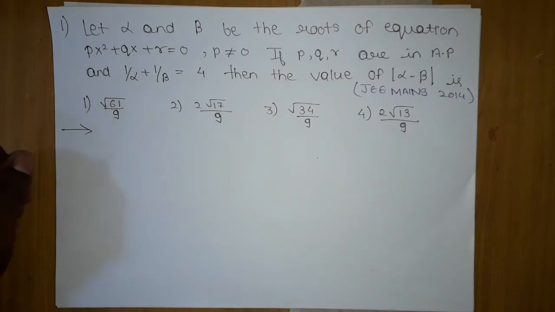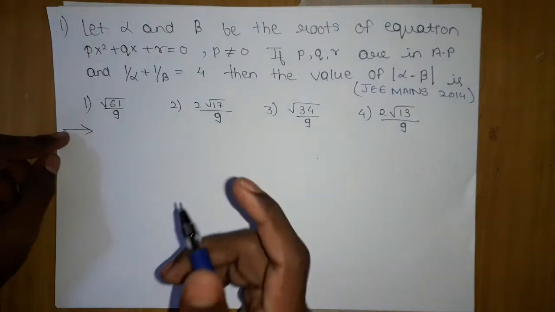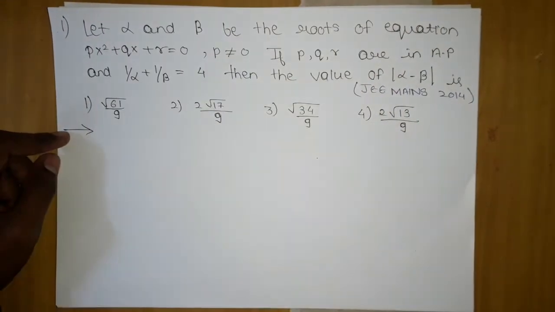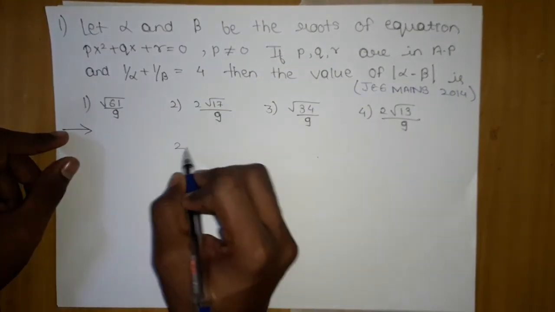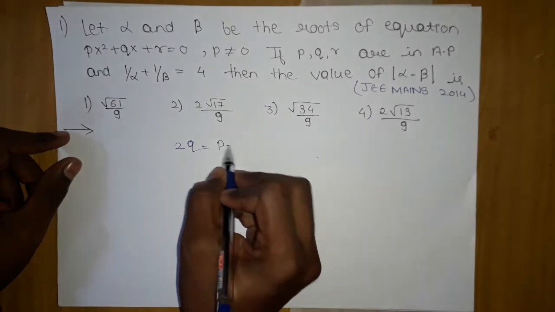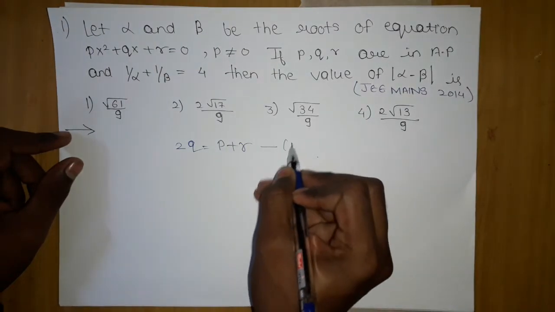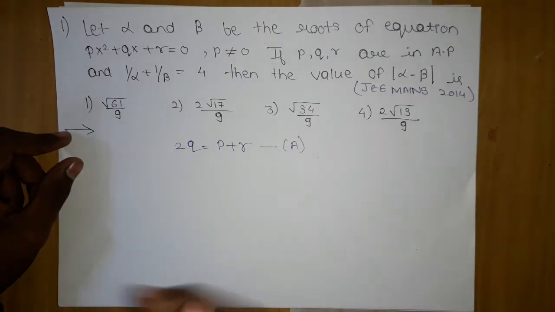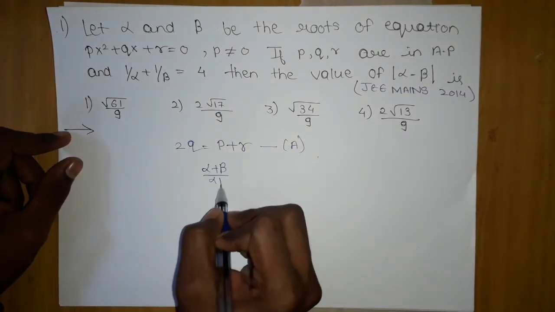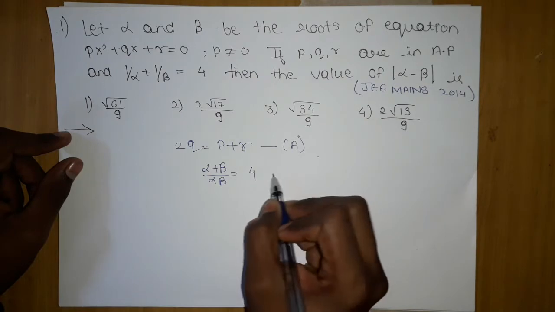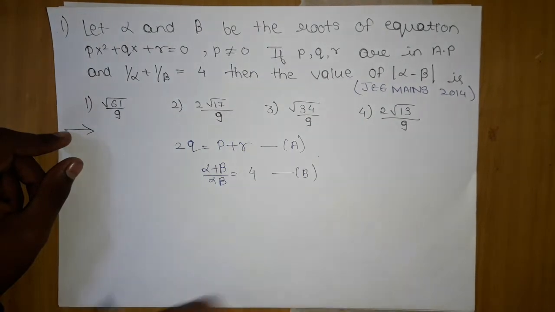Now what we can do: the things which we know are that these terms are in AP, so 2q should be equal to p plus r. Let me call it A. The second thing which I can get is that alpha plus beta upon alpha into beta is 4. Let me call it B.